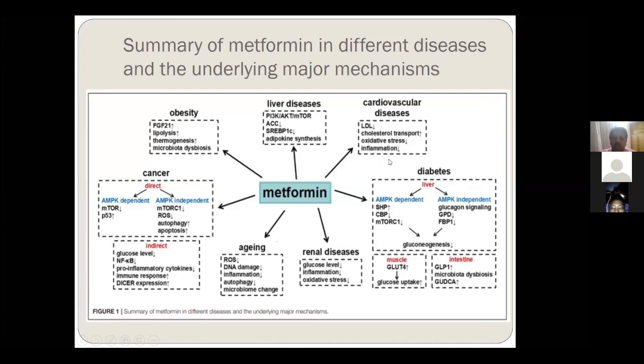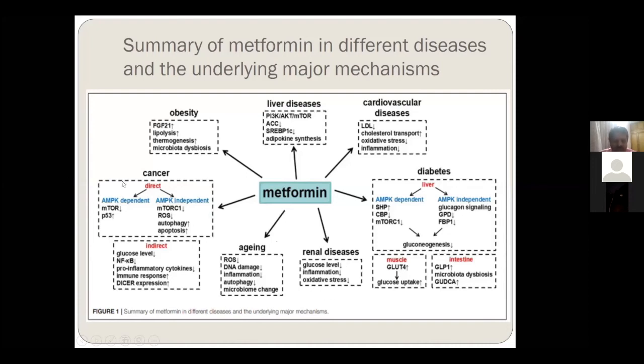the inflammation. So in the liver and other things, it reduces the gluconeogenesis, and even in the muscle, it increases sensitization in the GLUT4, and in the intestine, it may increase the GLP-1, with an additive effect with the DPP4s. The aging, the RAS activation, DNA damage, autophagy, all are decreased by metformin, and the renal diseases also, the glucose level, inflammation, oxidative stress, it reduces.